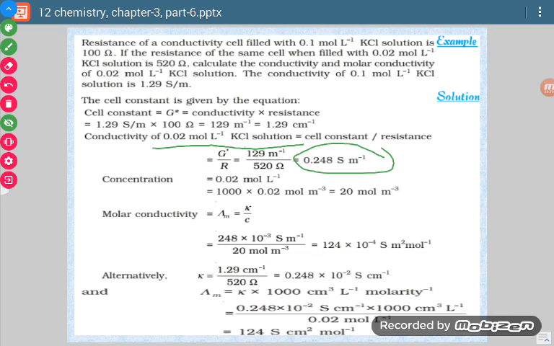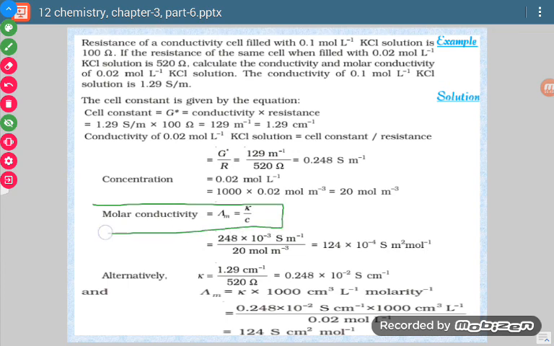The conductivity value comes out to be 0.248 Siemens per meter. Now what is given to us? The concentration value is given: our given KCl solution is 0.02 mole per liter. So we will change mole per liter into mole per meter cube, and for that we have to multiply this by 1000. Now we will calculate the value of molar conductivity.